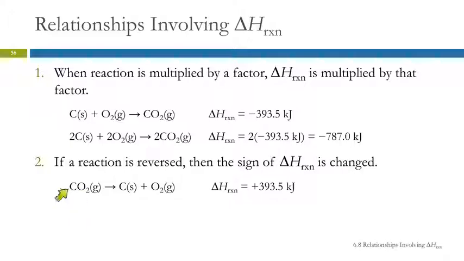Okay? If the reaction is reversed, then you change the sign of delta H. Because if this is an exothermic reaction, then running the reaction backwards must be endothermic. So you think about the ice cube. Melting the ice cube absorbs energy, freezing the water back into the ice cube releases energy. It's the same amount of energy, it's just going in a different direction. So I wrote this reaction backwards. So delta H is the same number, but I changed the sign.